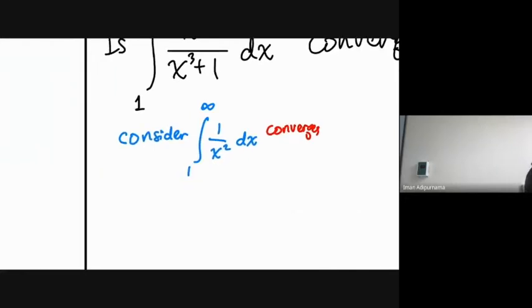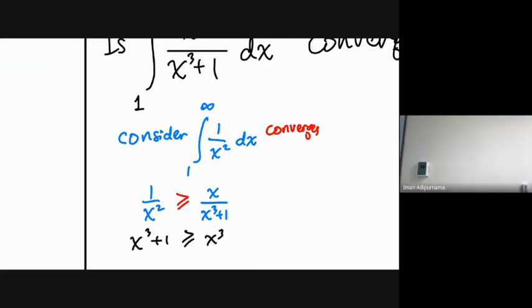And we need to prove this, at least we need to prove this. If you see the form here, it's always greater than the x cubed, this left part, because of the plus 1. So this is true. Because this is greater than this, and this integral converges, then this integral from 1 to infinity also converges.